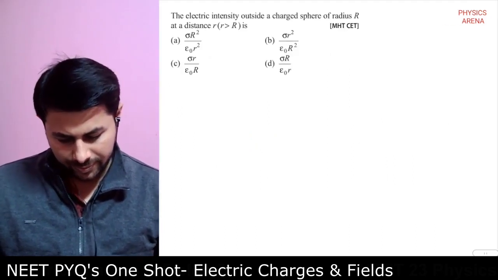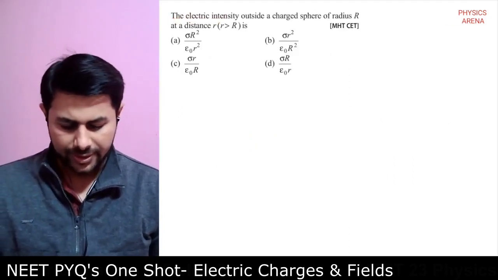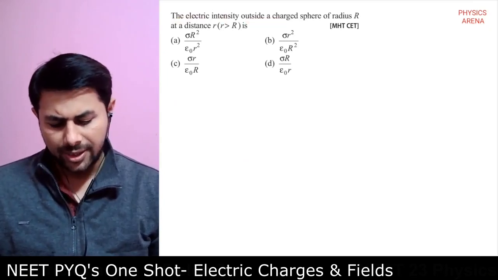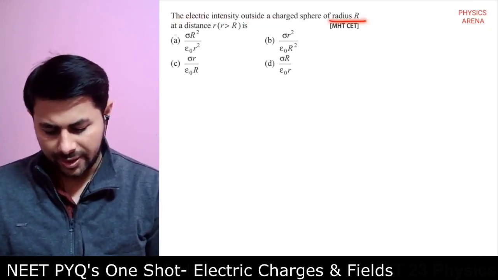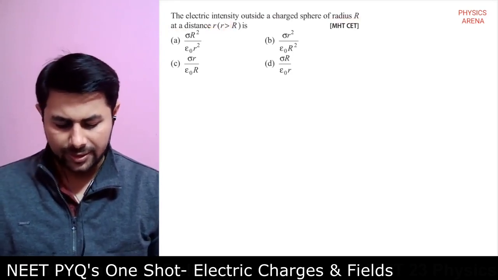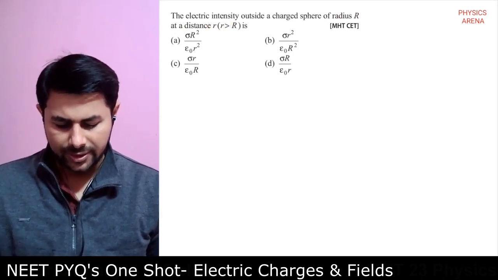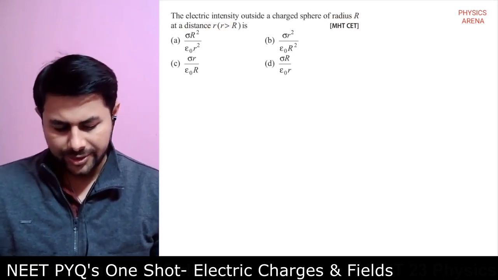All right. Let's see the next question. The electric intensity outside a charged sphere of radius capital R, at a distance small r greater than capital R, is. So what is the electric intensity outside a charged sphere?